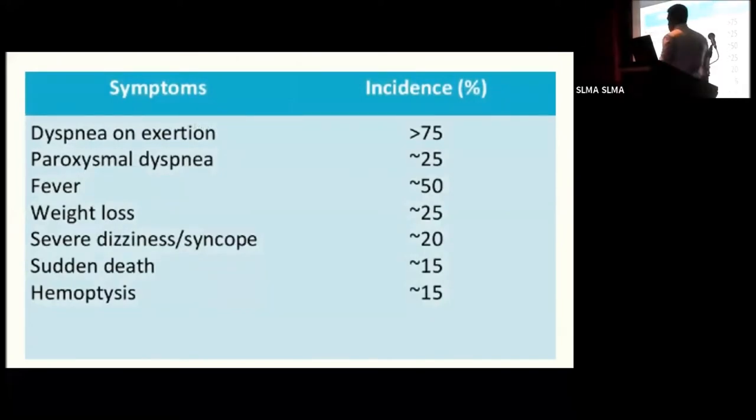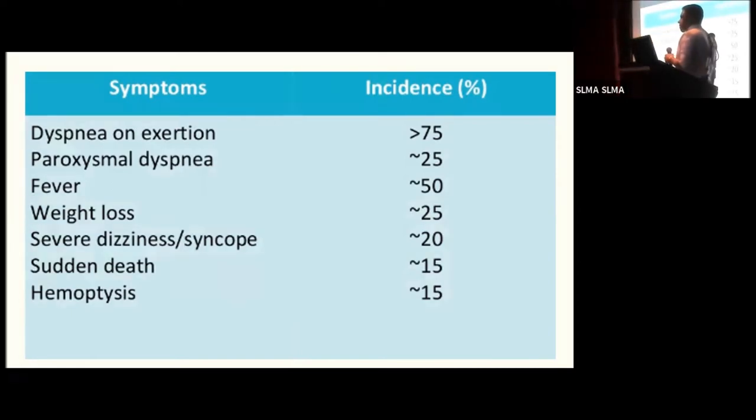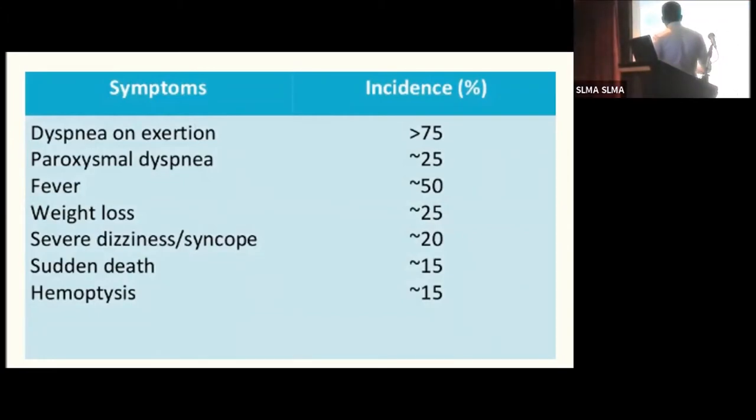And symptom-wise, different people have different symptoms, of course, that is the beauty of medicine, I suppose. For example, the friend I was talking about was a doctor. He was talking about giddiness. Basically, giddiness is somewhere around dizziness and syncope, around 20%. If you take the most common symptoms, it's 75% dyspnea on exertion, paroxysmal dyspnea.